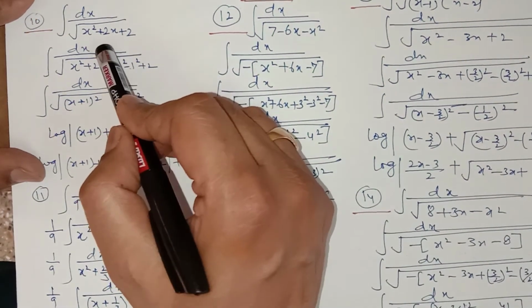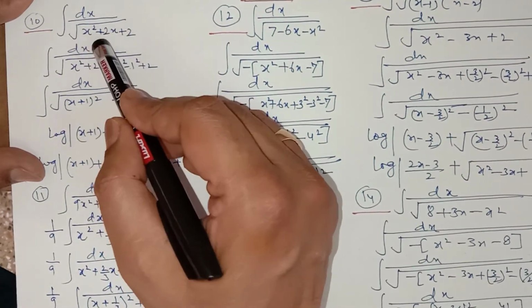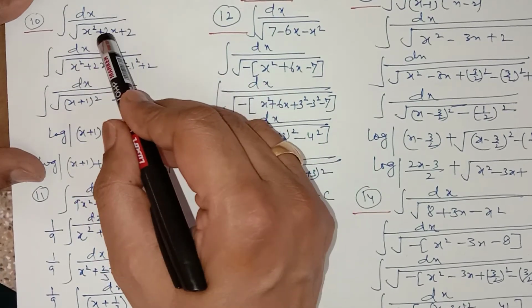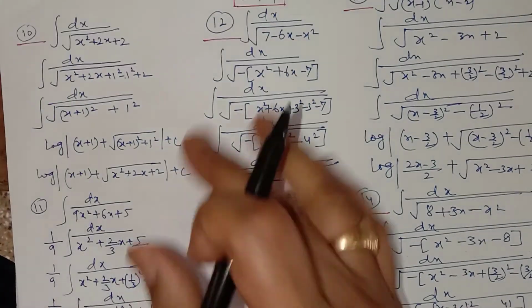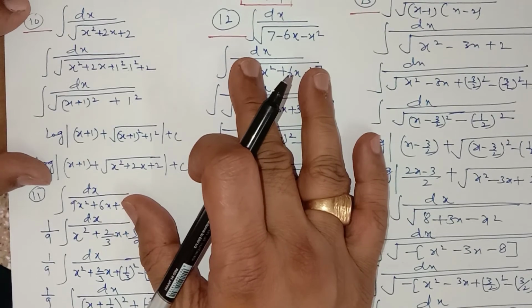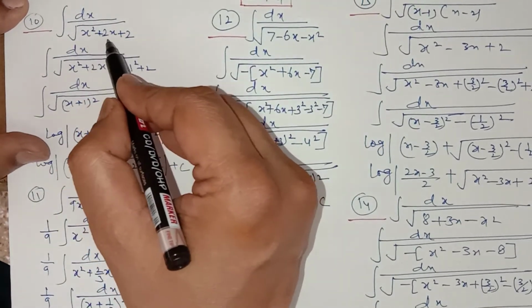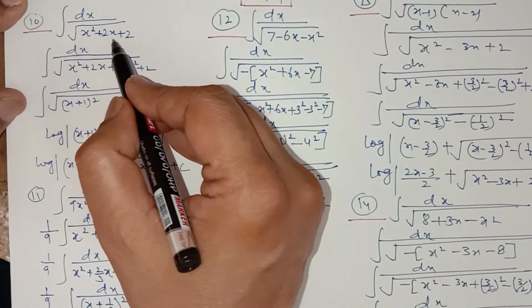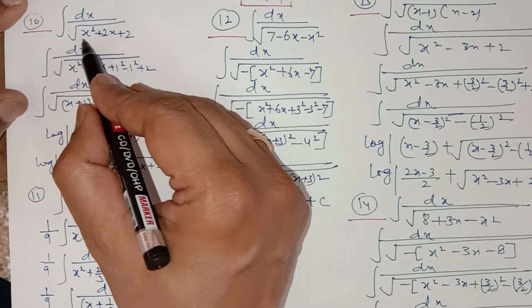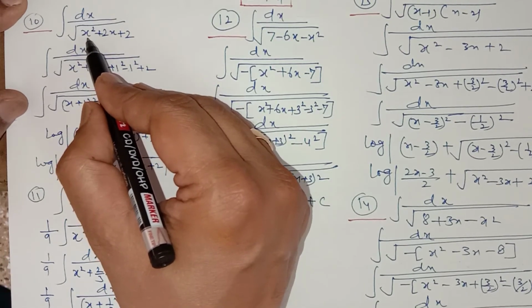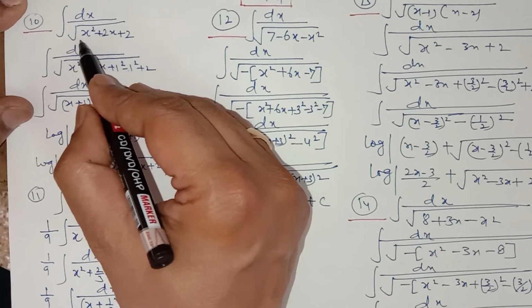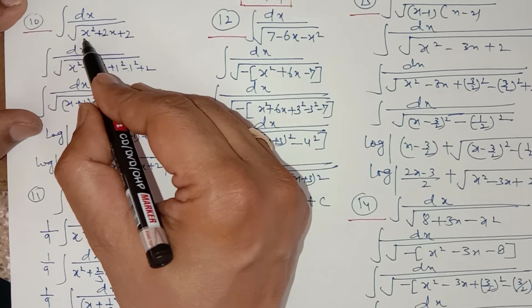So question number 2, it is dx upon under root a quadratic polynomial. How you have to make it a perfect square, be very careful. I will tell you again in the next lecture also. So it is x square plus 2x plus 2. When you have a quadratic polynomial, always make the coefficient of x square as 1. In here we have only 1, so you don't have to make it equal to 1.